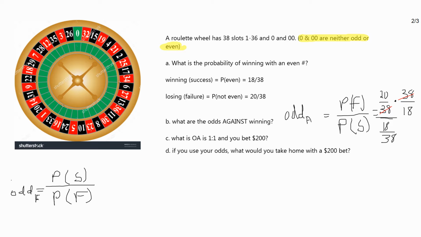So what is the odds against? 20 to 18. Can you reduce that? Yeah. 10 to 9. So the odds against is 10 to 9. 10 over 9.